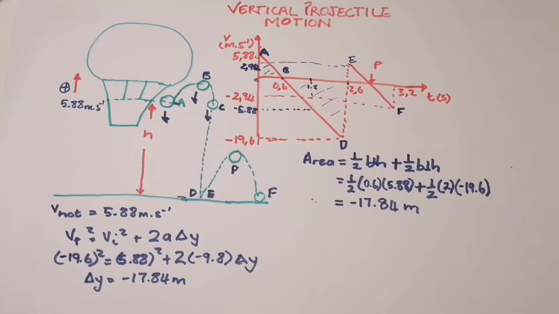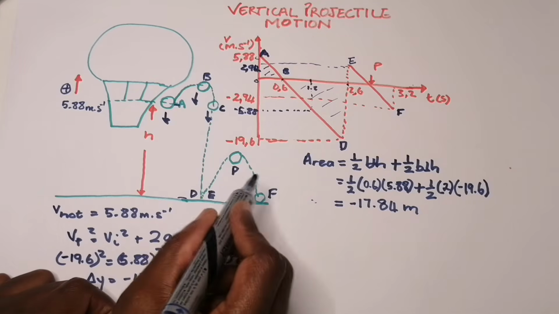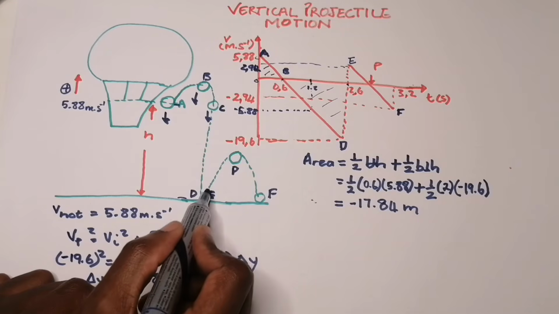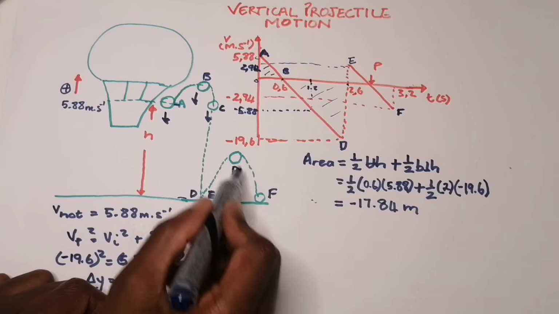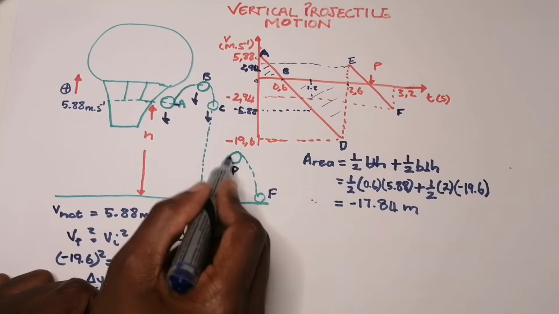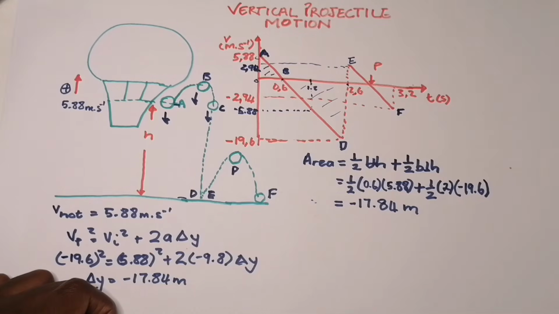Now, the second question asked is to calculate the time P indicated on the graph. Now, time P is the time between just after the ball bounced and until it comes back to the ground. So P would be the time when it reaches that maximum height. It's that time over there, right?